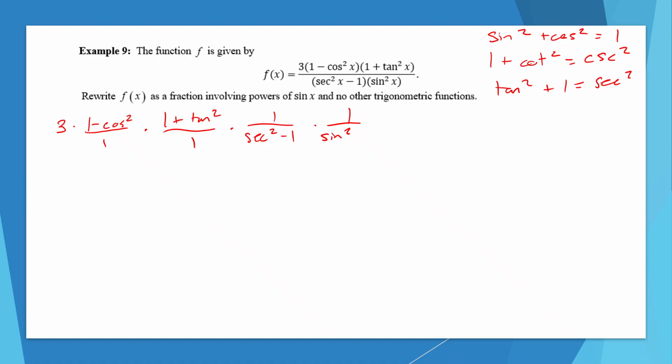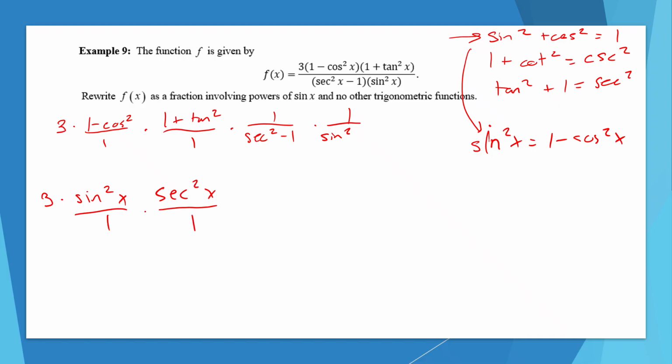1 minus cosine squared, rearranging this formula, here we have sine squared x equals 1 minus cosine squared x. So this is 3 times sine squared x. 1 plus tangent squared is just secant squared. So secant squared x over 1. And then 1 over secant squared x minus 1 is tangent squared x.